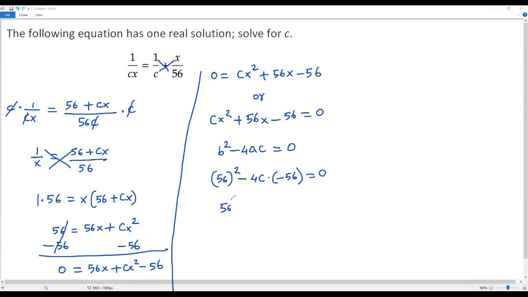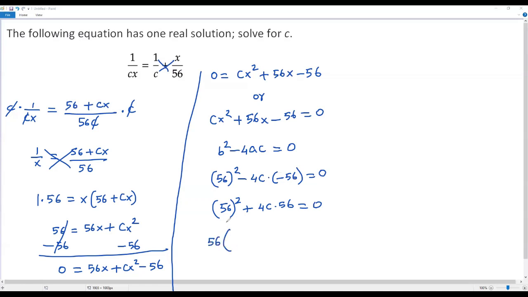Okay, we can write this 56 a whole square, and when you multiply this negative and negative, I'm getting positive 4 times c times 56 equals 0. Okay, when I consider this term and this term of the expression on the left side, both of them have the greatest common divisor 56. So since both of them have the greatest common divisor 56, we can factor 56 out.